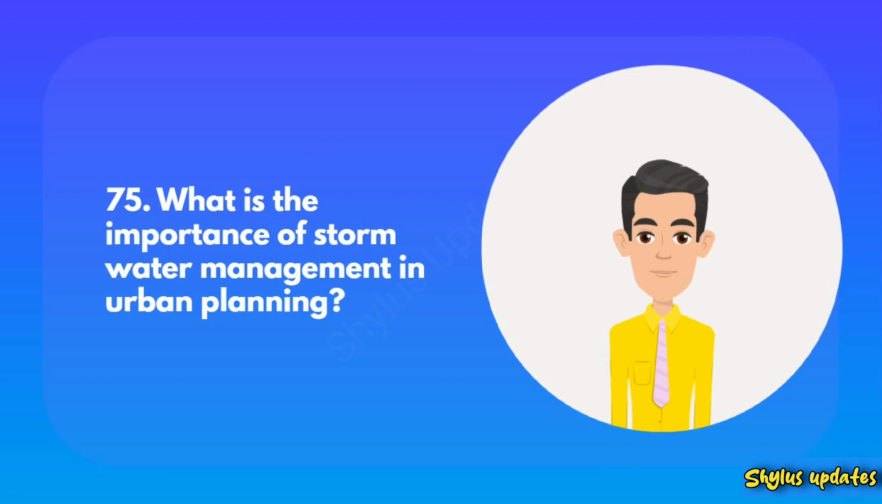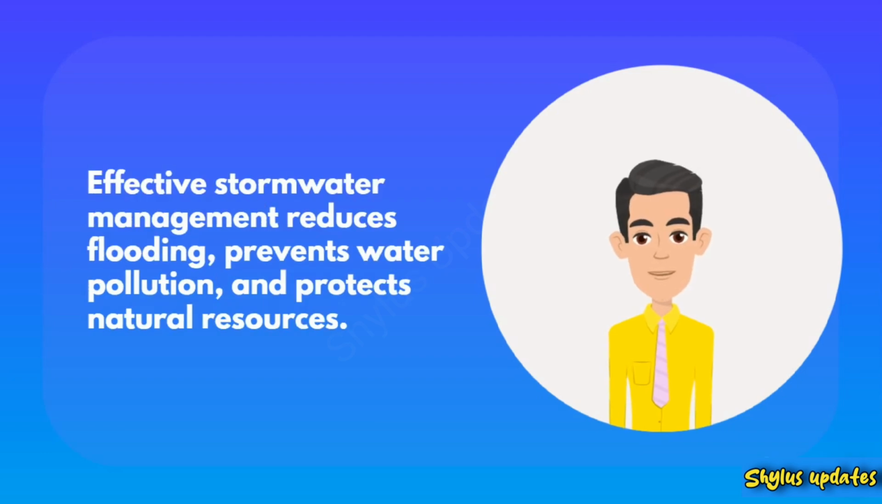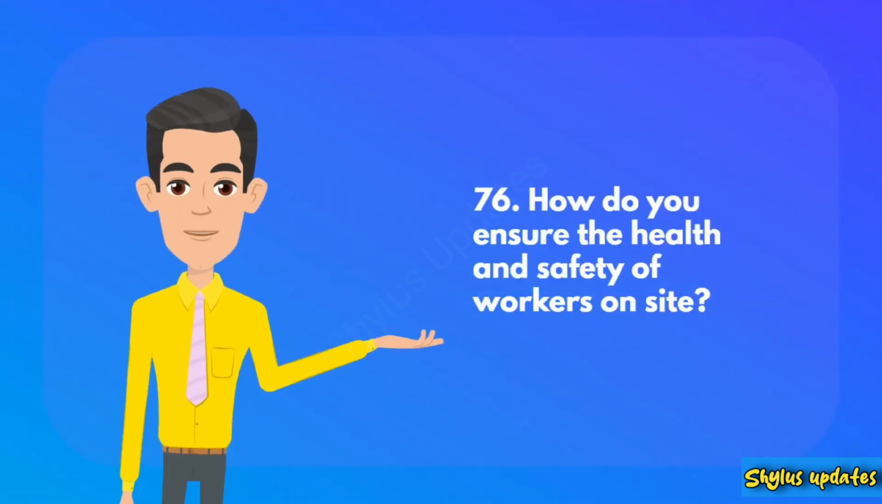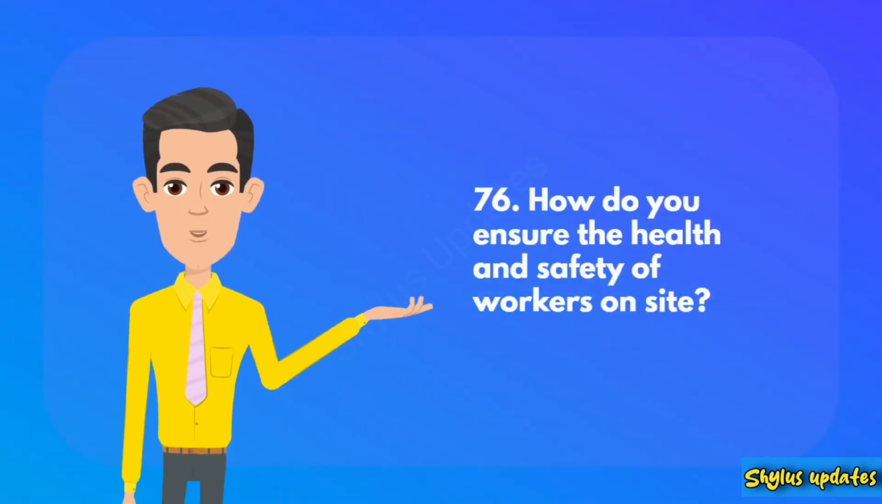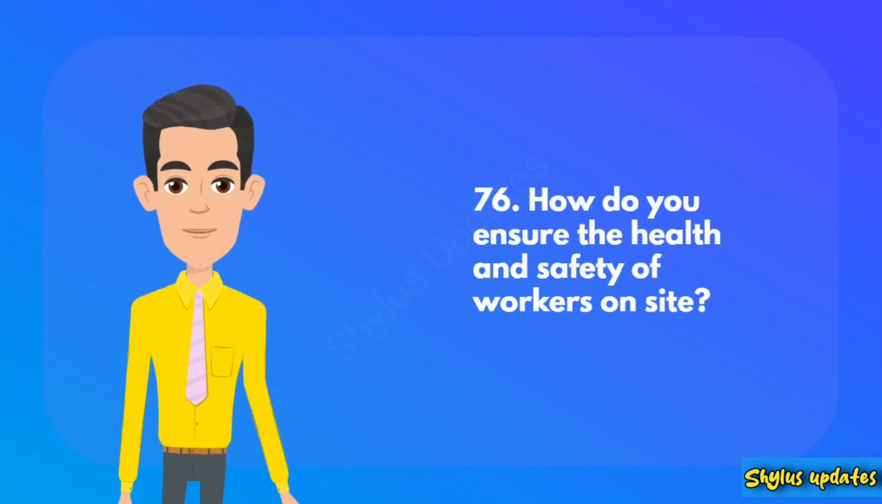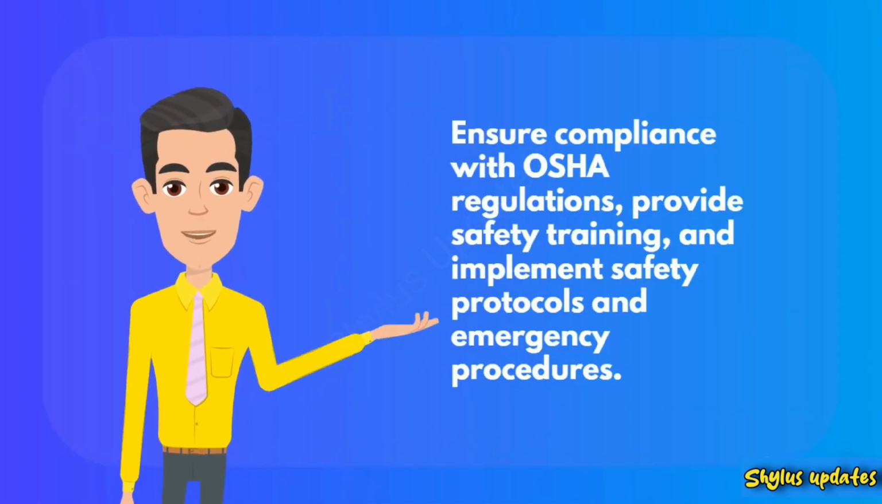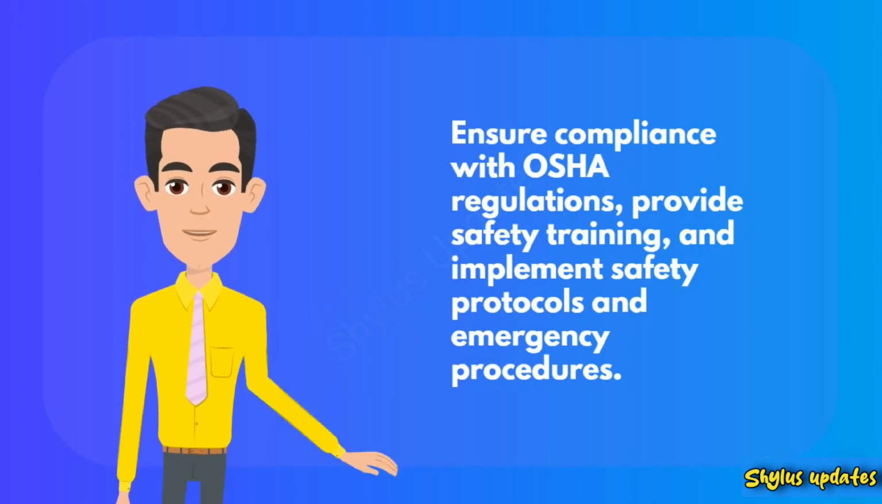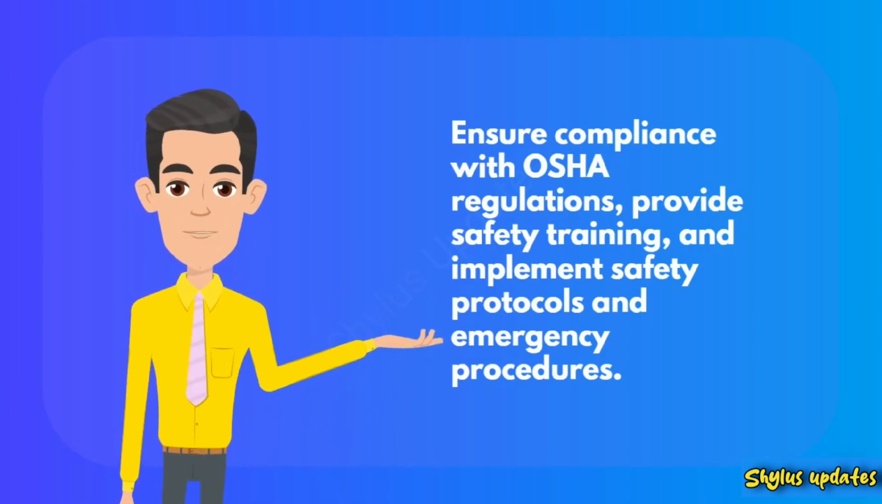75. What is the importance of storm water management in urban planning? Effective stormwater management reduces flooding, prevents water pollution, and protects natural resources. 76. How do you ensure the health and safety of workers on site? Ensure compliance with OSHA regulations, provide safety training, and implement safety protocols and emergency procedures.